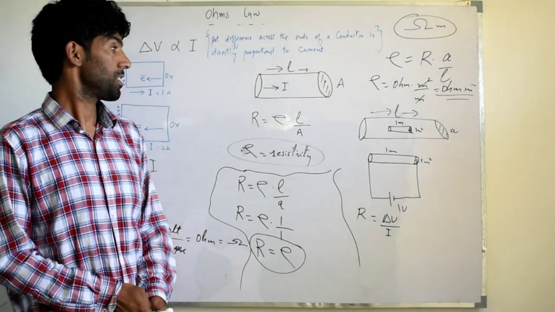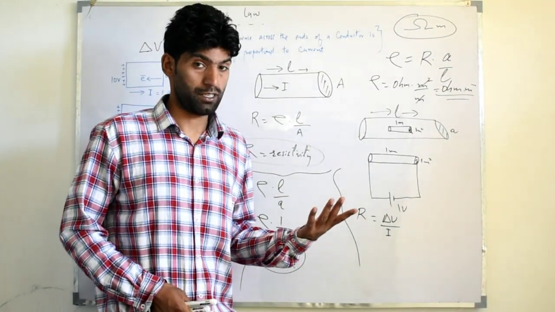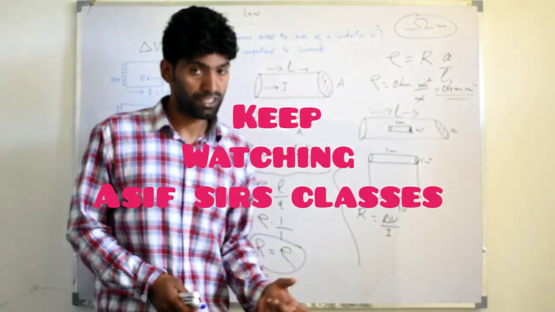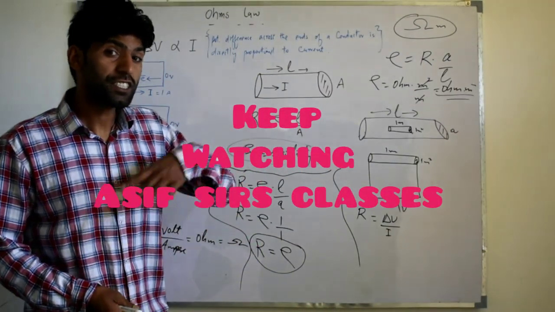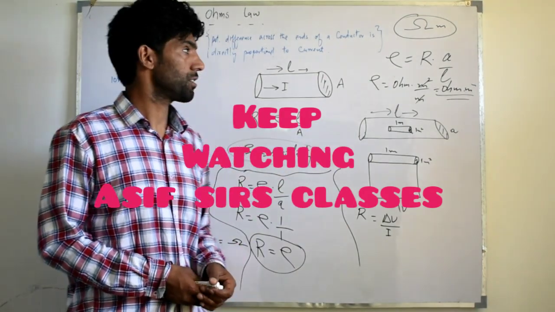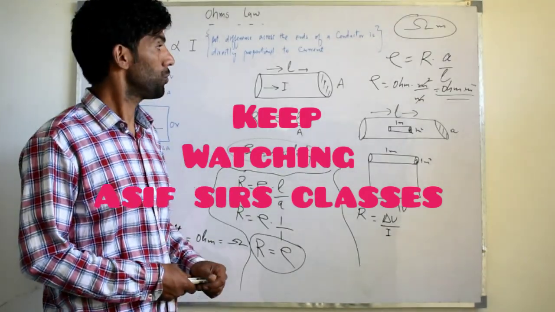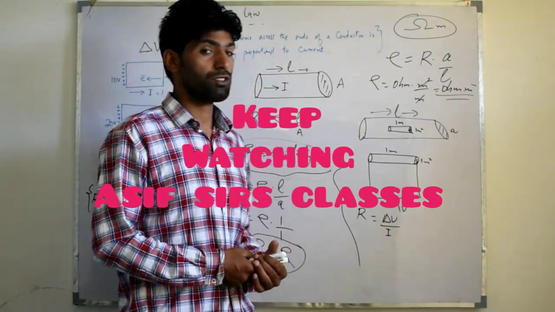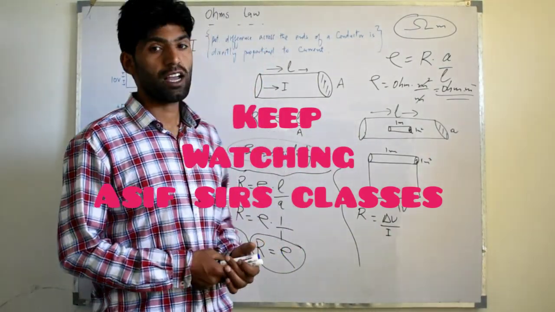Resistivity is the property of a material. To define the resistivity, we can say it is the resistance of a wire whose length is 1 meter and area of cross section is 1 meter square. The unit of resistivity is ohm meter. It was all about Ohm's law and current.